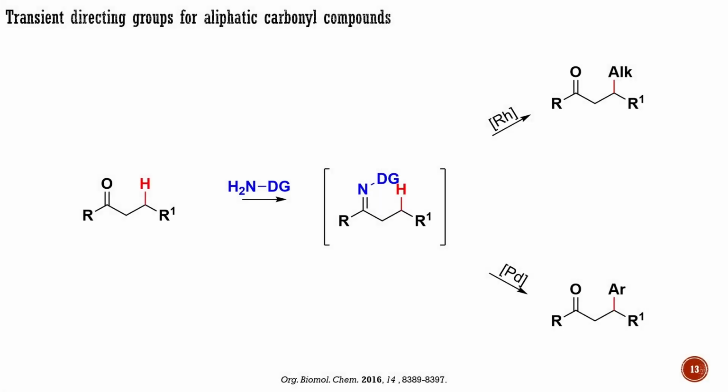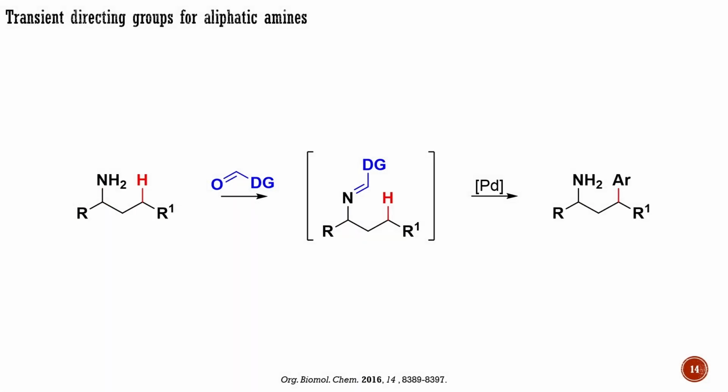In situ formation of Schiff bases was also applied for CH transformations of aliphatic carbonyl compounds. This approach can be employed for both aliphatic aldehydes and ketones. A similar strategy can be applied to CH transformations of aliphatic amines. However, in this case, one needs to use a directing group possessing an aldehyde functionality. Let's go through two examples in more detail.